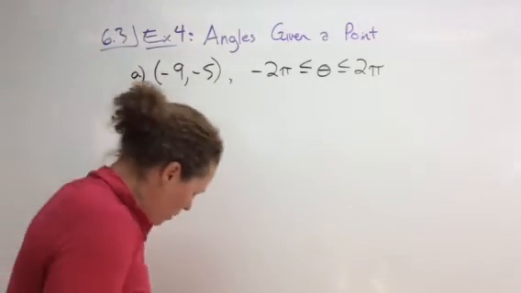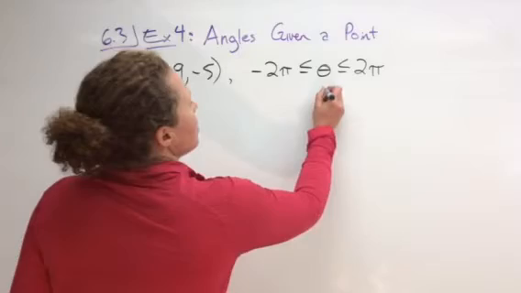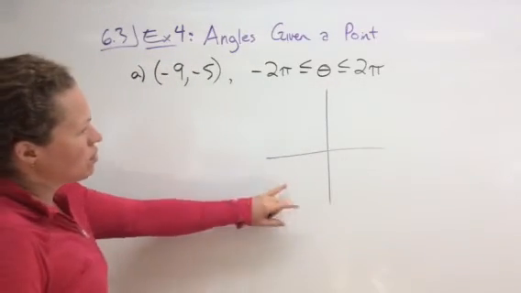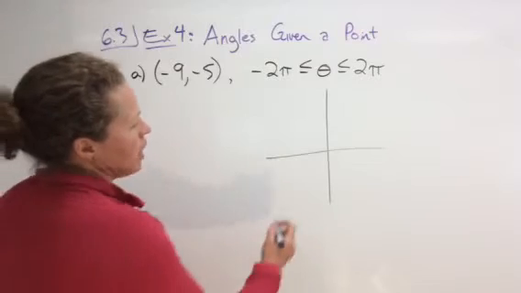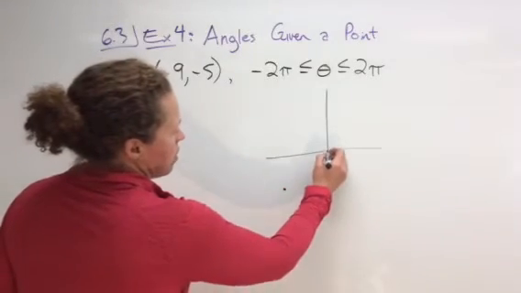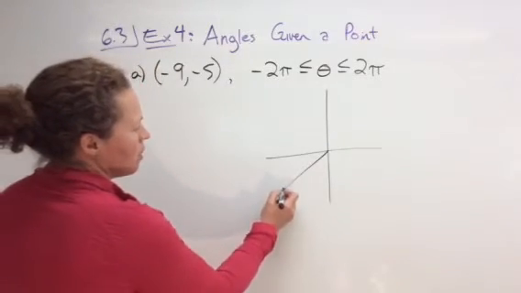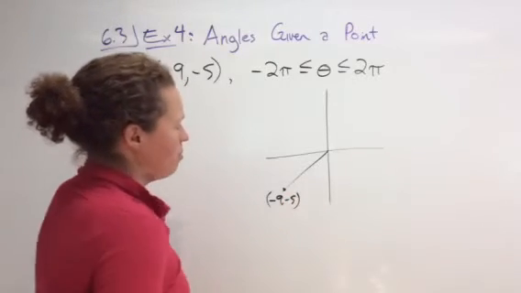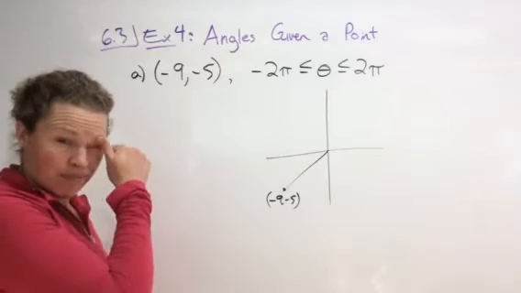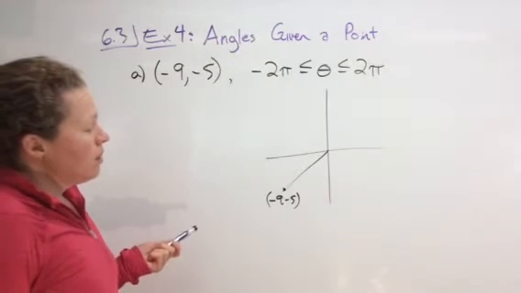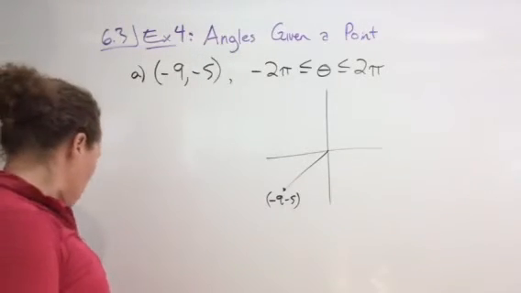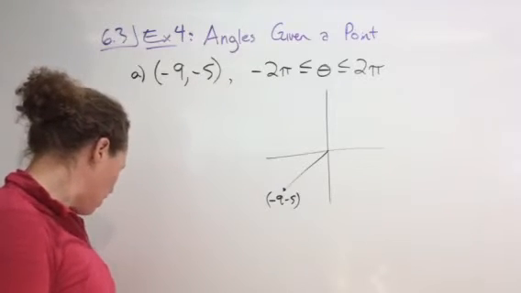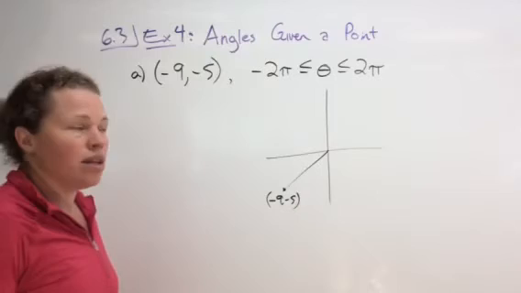All right, well, let's get a diagram down, because that's how I roll. We've got negative 9 and negative 5, which means we're in this quadrant. And I've got negative 9, who knows? Something like that ought to work out. Doesn't have to be exact, but should be in the right quadrant. Now, what they want us to find out is the possible values for theta in that domain.